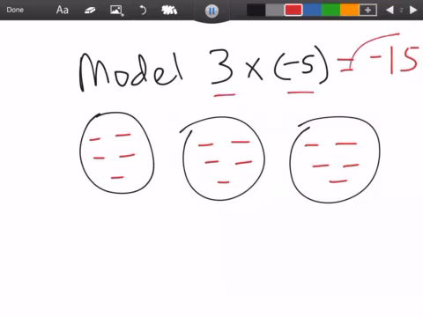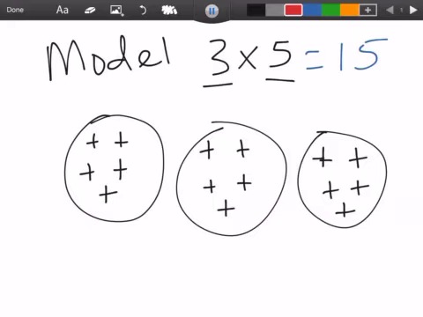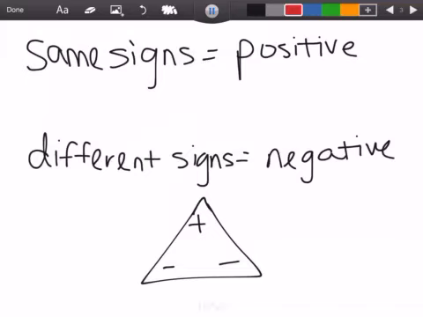So what you'll notice is that whenever I am multiplying different signs, so one's a positive, one's a negative, my answer is going to be negative. When I'm multiplying the same signs, a positive and a positive, or even a negative and a negative, my answer is going to end up as a positive answer. All right, so that is our rule. When we have the same signs, our answer is positive. Different signs, our answer is negative.